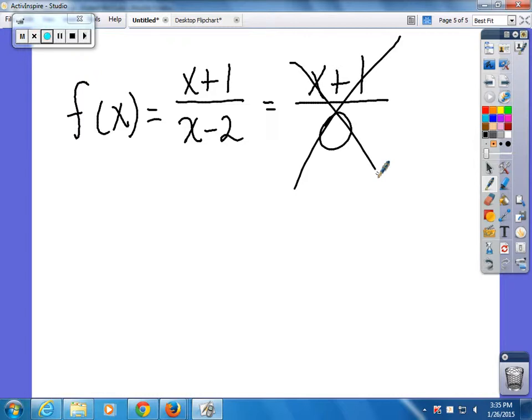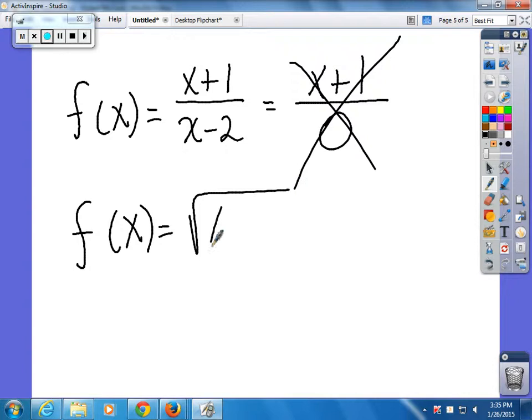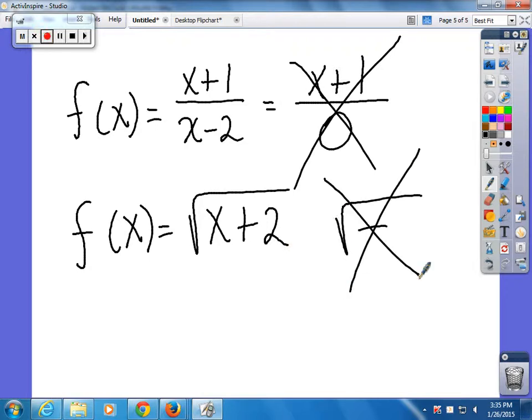What is a radical function? You take the square root of a number. What can you not have in a radical function? The square root of 0 is 0, so you can have zero. But you can't have a negative under the square root, or it'll blow up. So these are the two that you need to worry about.